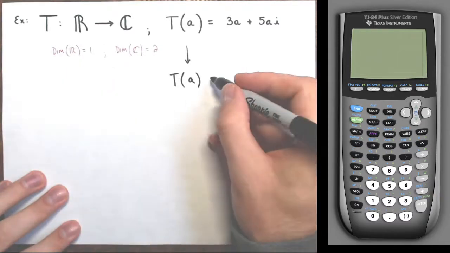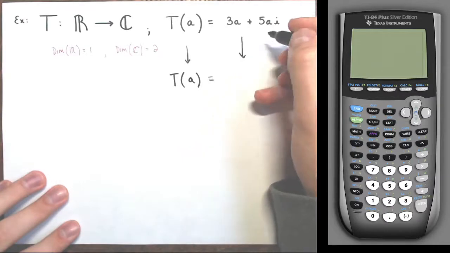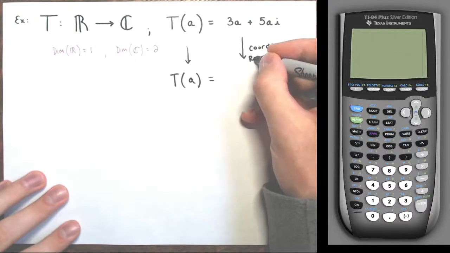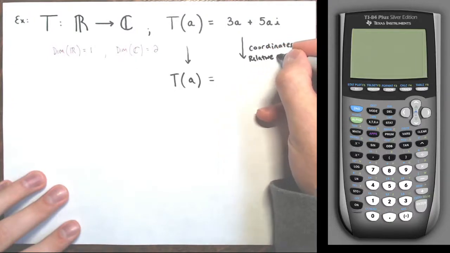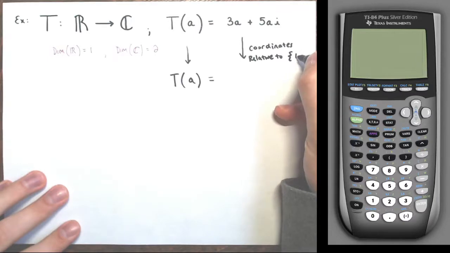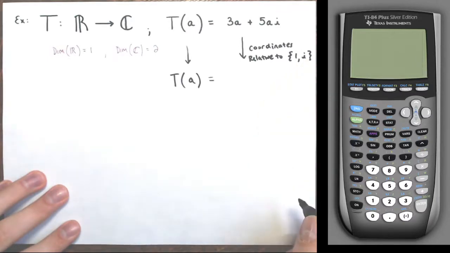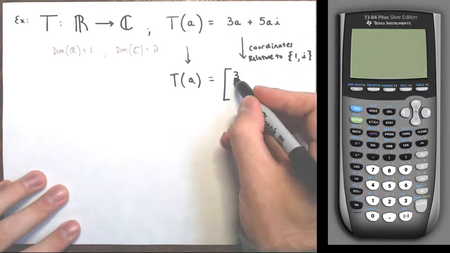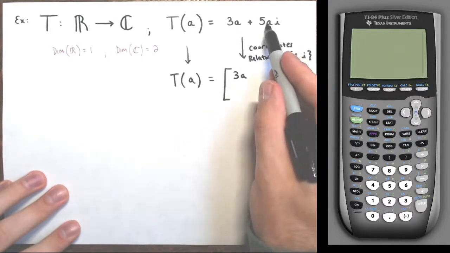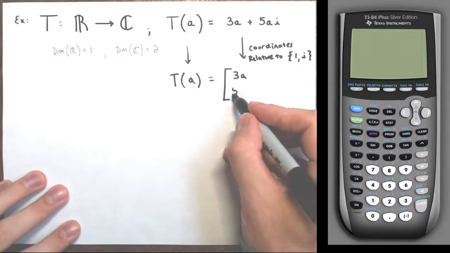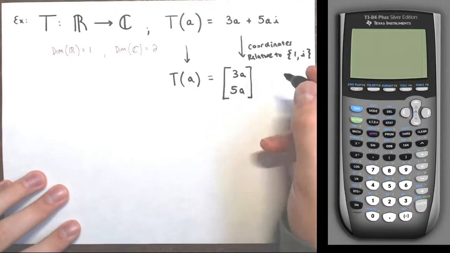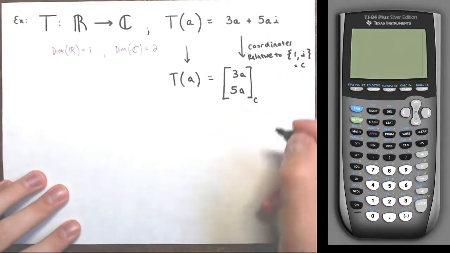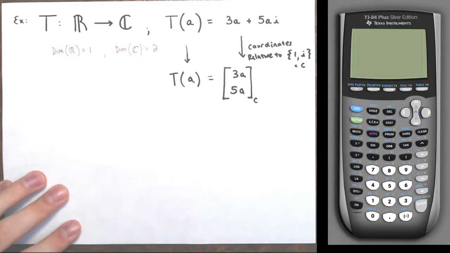R1 was just numbers. But this I'm going to put coordinates relative to the standard basis. And the standard basis for the complex numbers, like I said earlier, had the numbers 1 and i in it. So the first coordinate would be 3a times 1, 3a. And the second coordinate, positive 5a times i, so 5a. I get this 2 by 1 coordinate matrix. Let's call this basis C or something. This is relative to basis C for the complex numbers.